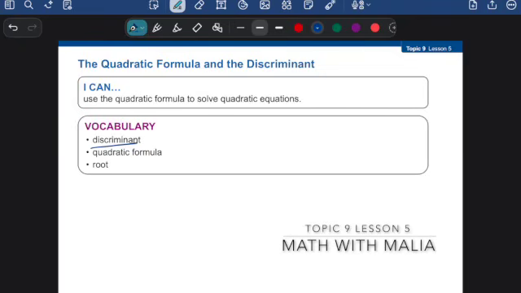Today we're doing Savvas enVision Algebra 1, Topic 9, Lesson 5, the quadratic formula and the discriminant. You're going to learn a new vocabulary word today, discriminant, and we're going to see how to derive the quadratic formula to help us solve quadratic equations. Remember, that's finding the zeros or the x-intercepts of a quadratic function.